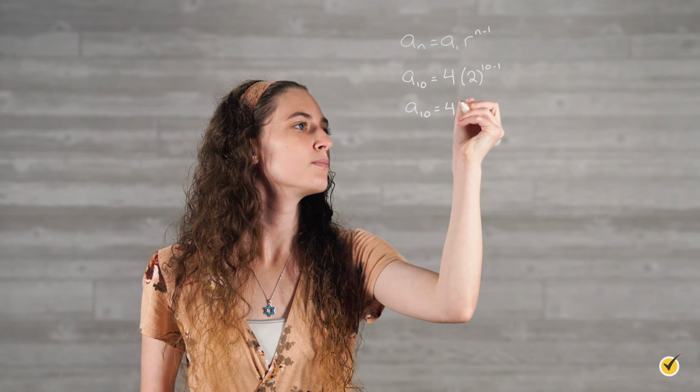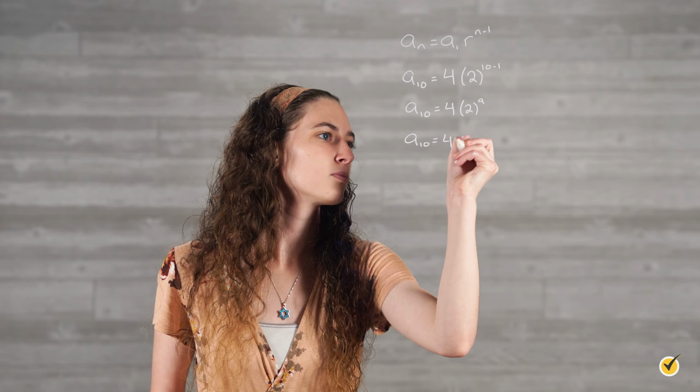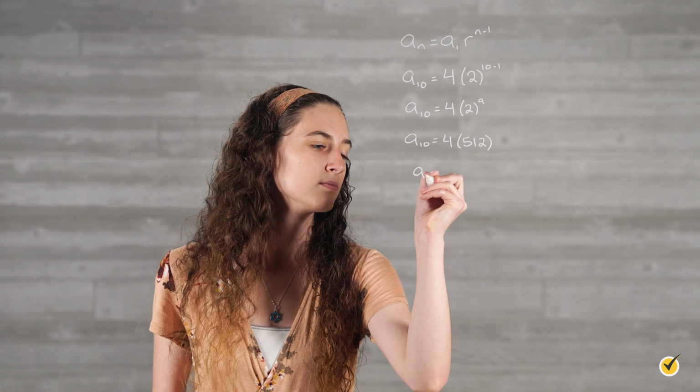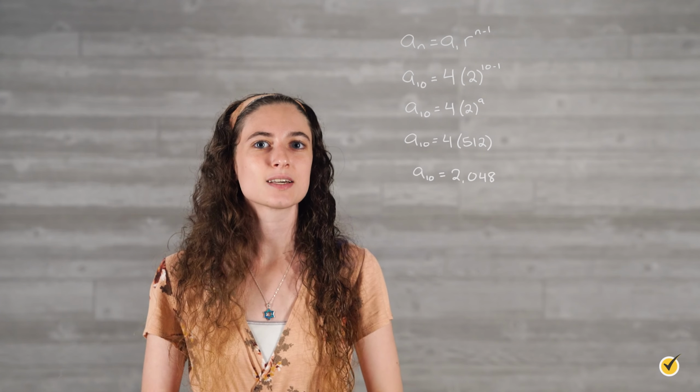Now that the variables are replaced, we can solve the equation. First, we simplify our exponents. Since 10 minus 1 equals 9, we can rewrite the equation using the exponent 9. Next, we can rewrite the exponent term. 2 to the 9th equals 512, so we can rewrite the equation using 512. Finally, we multiply to solve. 4 times 512 equals 2048. At their current rate, Anne's Club will sell 2,048 boxes of cookies on day 10.